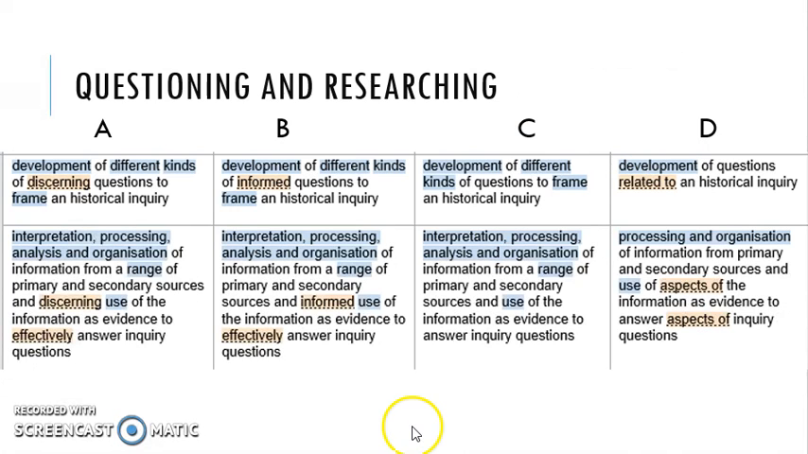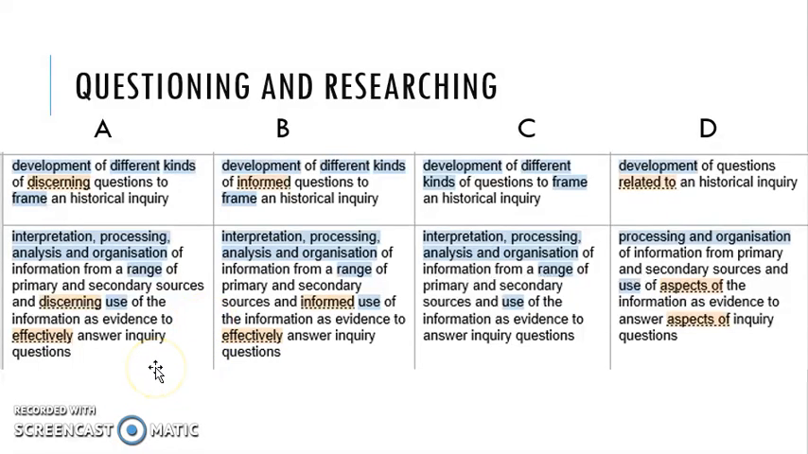The second criteria your teacher is looking at is questioning and researching. So the first thing they're looking for there is the development of different kinds of questions to frame a historical inquiry. So this dot point is looking at your focus questions. You should have 3 focus questions in your research journal, and your teacher will be marking you based on whether those are discerning questions that are very detailed and look at a great level of focus and depth, whether they are informed, whether you have 3 questions that can frame your inquiry, or whether you simply have some questions that relate to the inquiry in some way.